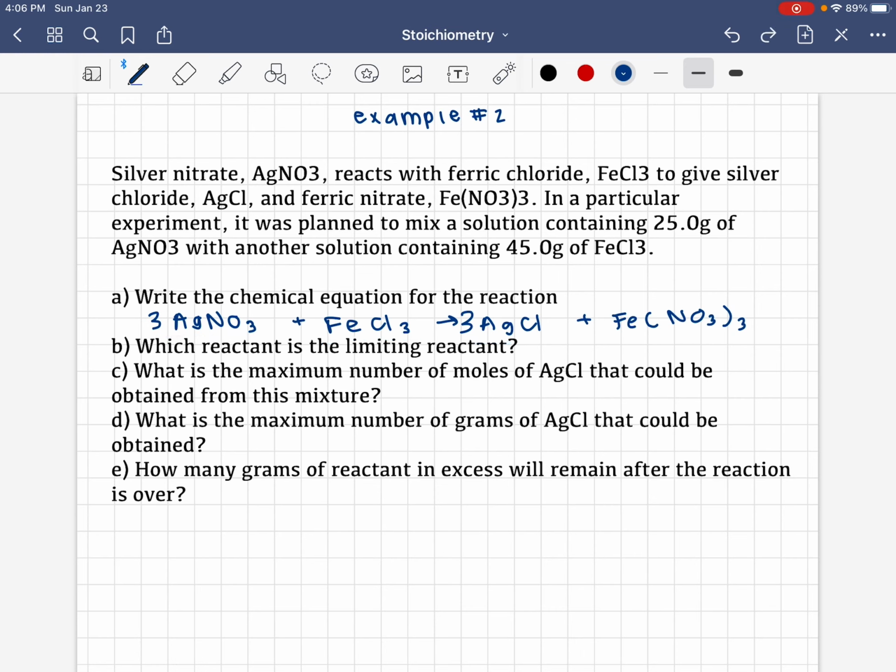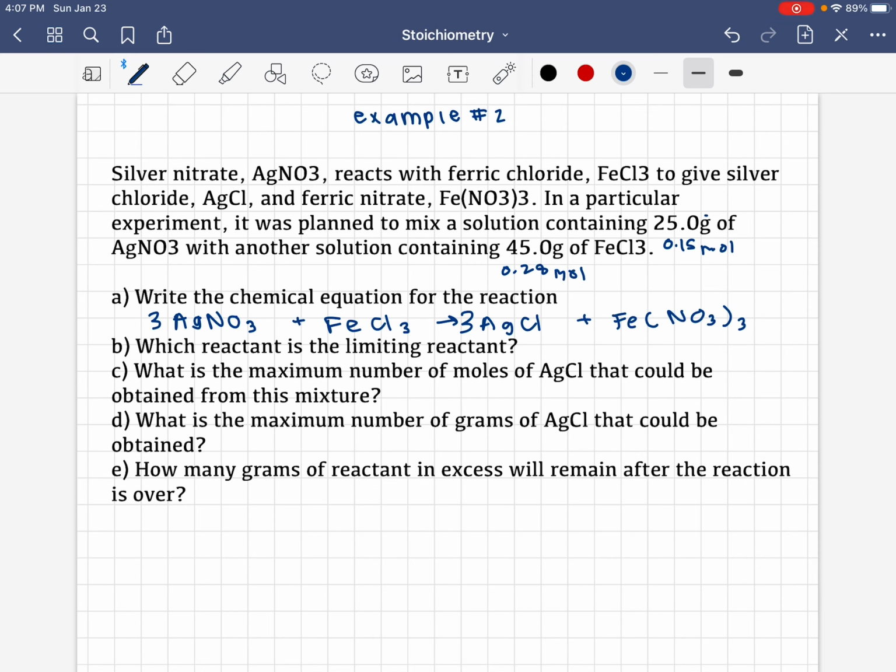Okay, so what's the limiting reactant? Just like before, we're going to convert what they give us, which is 25 grams of this and 45 grams of this, into moles first. So I'm taking 25 divided by the number of grams in 1 mole of AgNO3, and this is what you get. Same thing with this one. So you get 0.28 moles of FeCl3.